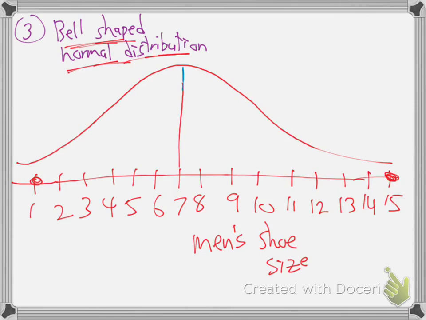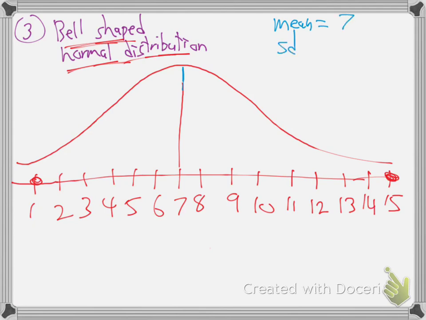Oh, I said 8 at first, didn't I? I changed it, huh? Whatever. Let's just say it's 7. Let's say the average man's shoe size is 7. The mean for men's shoe size, let's say, is 7, and the standard deviation, let's say it's 2. I'm just guessing. I have no idea.